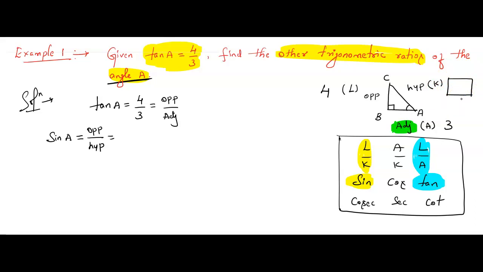If you write this 3 and this 4 and some other number, and later on when you are doing the revision, then you will get confused. All three values we know, then why did we find this?